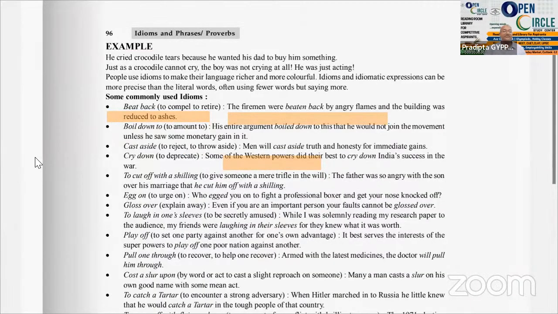So today we are going to discuss some idioms here, and I'll be calling out names one after another to read and explain the meaning, whatever they understand. A very common idiom we use is: he cried crocodile tears. Have you heard this? Who has heard it?